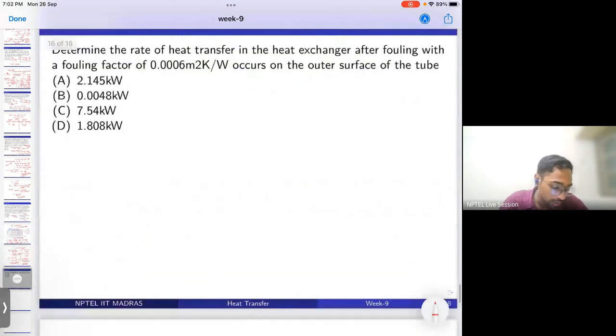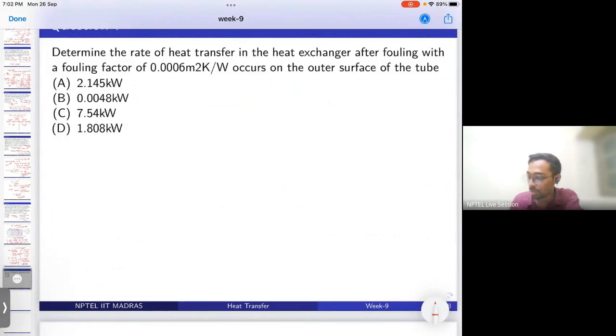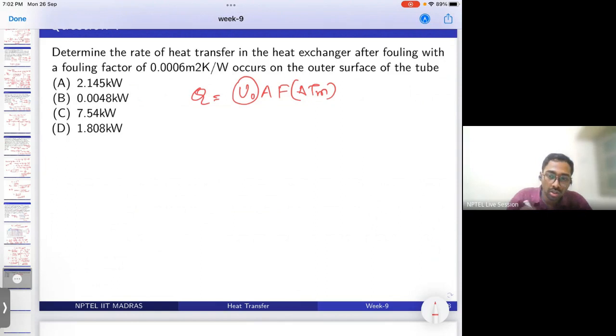So let's quickly solve this question also. It's a simple question. We just need to find out, if fouling occurs, what is the heat transfer. So Q is U0 A F delta Tm. Only this heat transfer coefficient will be varying. The rest of the things, that is F, delta Tm, A, everything will remain constant.